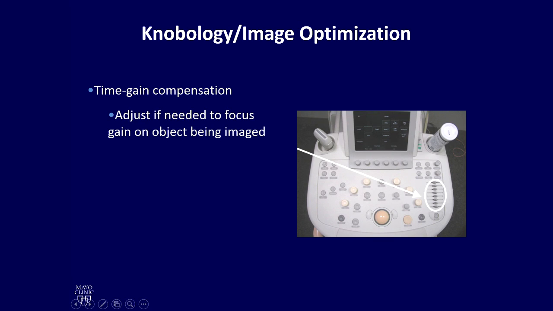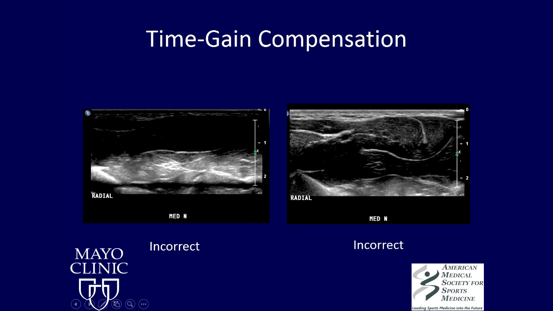Now the time gain compensation is essentially a focal gain. So the knobs that are at the top of the screen right here are going to increase the brightness if you move to the right or decrease the brightness if you move to the left. And these correspond to the bottom of the screen. And the same thing, if you move it right, it's going to get brighter, and if you move it left, it's going to get darker. So you can adjust individual portions of the screen in order to improve your ability to see the structure of interest. Both of these are examples of incorrect use of time gain compensation.